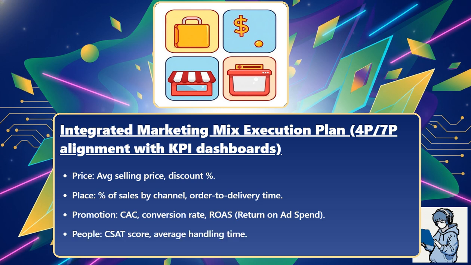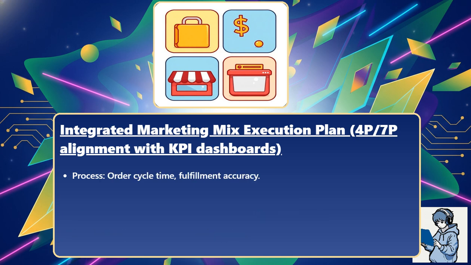People: CSAT score, average handling time. Process: order cycle time, fulfillment accuracy. Physical evidence: site bounce rate, brand recall survey.